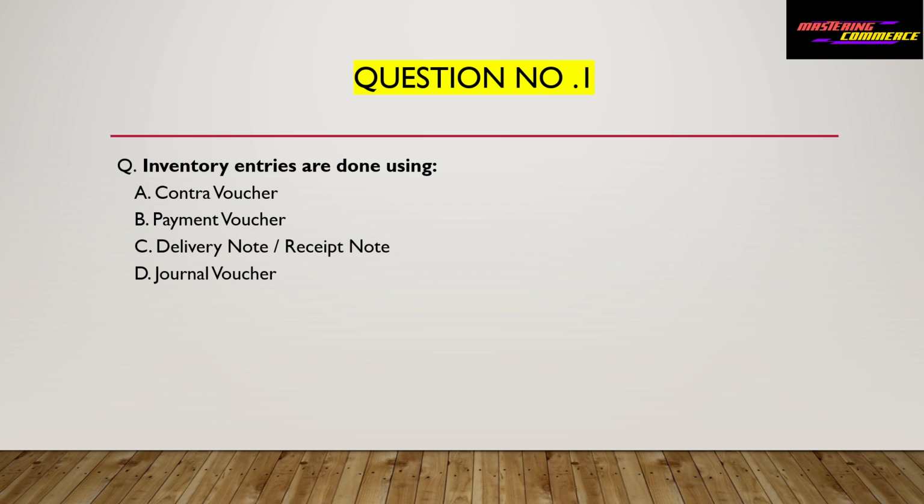Question number 1: Inventory entries are done using contra voucher, payment voucher, delivery note, receipt note, or general voucher. So here the correct answer is delivery note or receipt note. C is the correct answer.